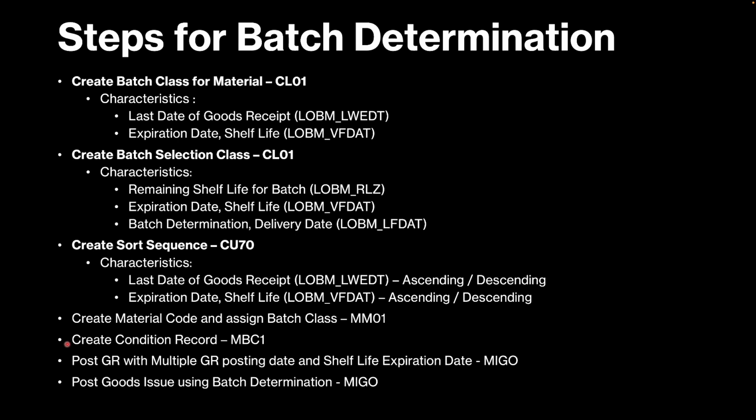Before doing this step, that is creating the condition record, you must have the configuration in place, which we discussed in the previous slide. Initially, I'll use the standard configurations only and I'll show you how batch determination takes place. Then we'll do some custom configuration and we'll create certain strategy types and a batch search procedure. And then we'll see how we can use multiple strategies under one batch search procedure only. So now let's move on to SAP and see everything in action.